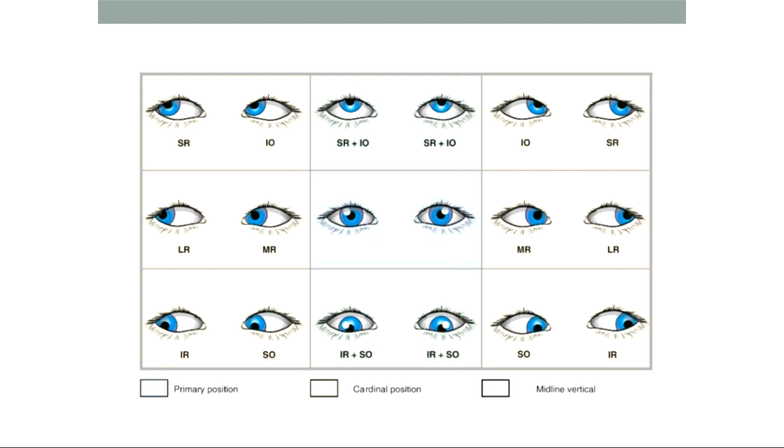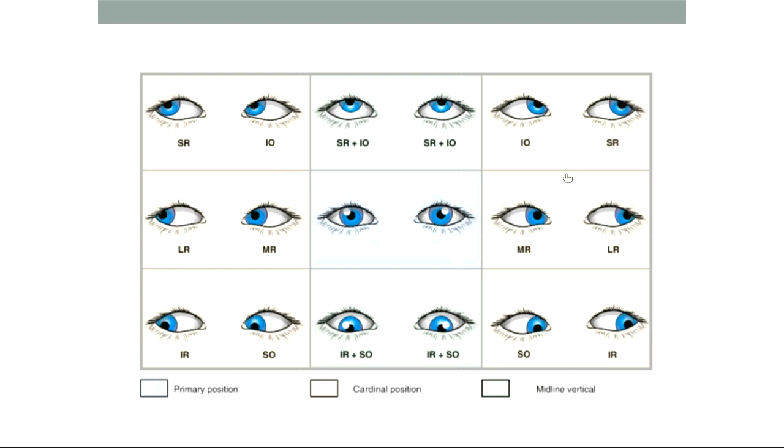And if we look at this picture of the eye, we can see that this is the eye in primary position, and then we have some cardinal positions, 6 of them, 1, 2, 3, 4, 5, 6, and then the midline vertical position. So if the person is looking up and towards the right, then the right eye would be acted on by the superior rectus, whereas the left eye looking up and in would be the inferior oblique.